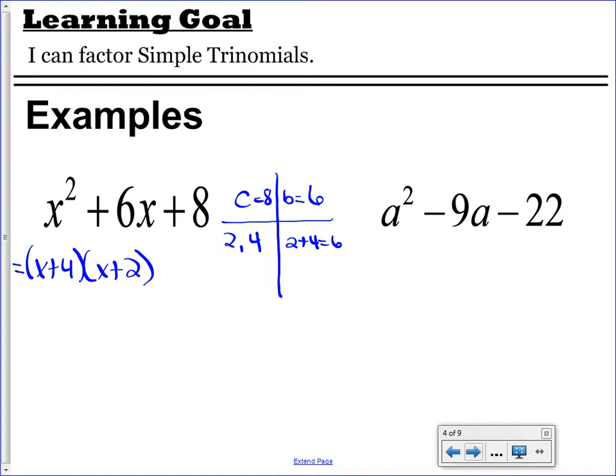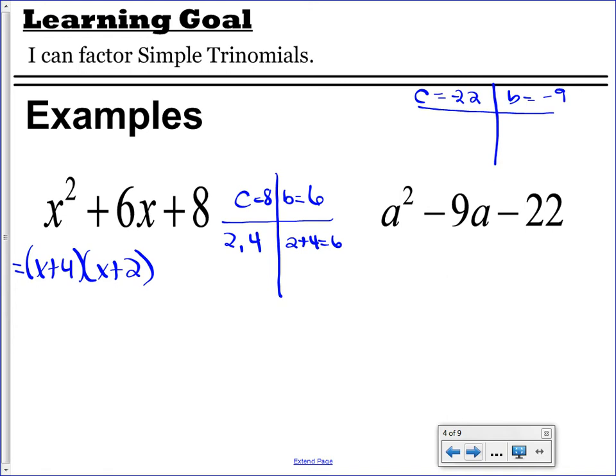Two numbers that multiply to what number here? Negative 22. And it must add to what? Zach? Negative 9. Okay, so now it gets a little bit tricky when I'm dealing with negative numbers.